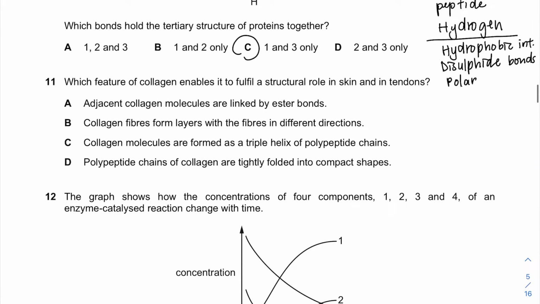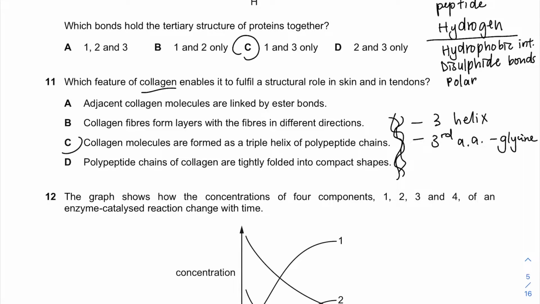Question 11. Which feature of collagen enables it to fulfill a structural role in skin and in tendons? Now, one thing every time you see collagen, always remember it is formed by a triple helix. For each helix, the third amino acid is always glycine. So that forms the structure together. It's like a braid structure actually.